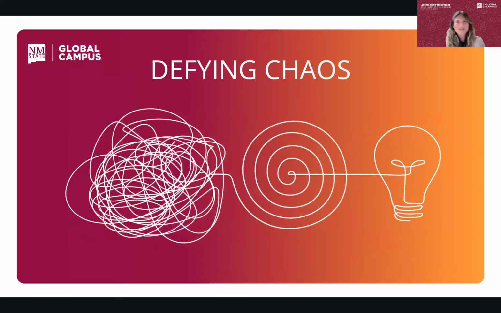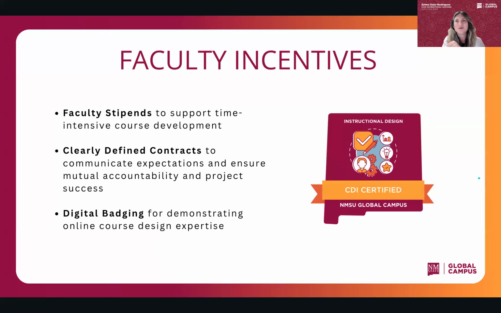Knowing that, how did we succeed? What did we do to defy the chaos? It is just a wordplay. Because we established NMSU Global Campus, there was an admin shift. So we were able to pay stipends for faculty from 2023 on. And that really improved their engagement.